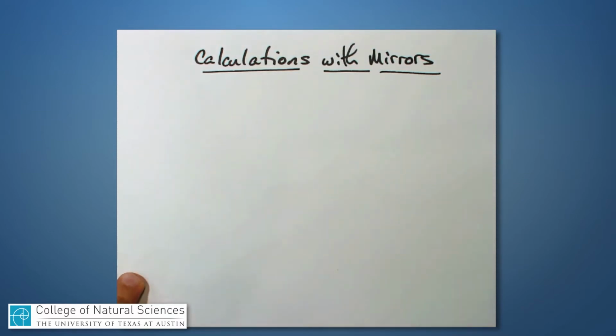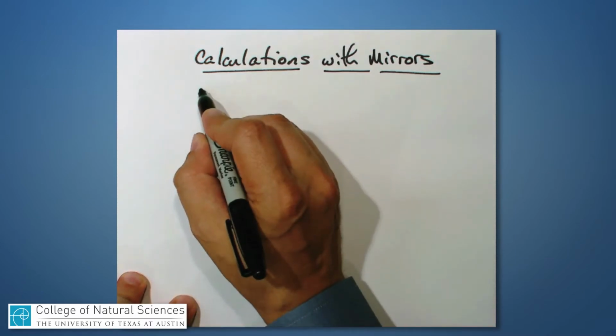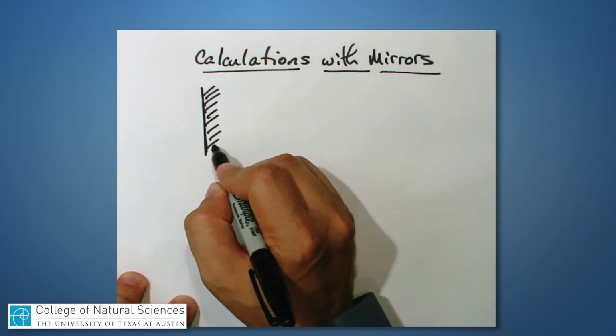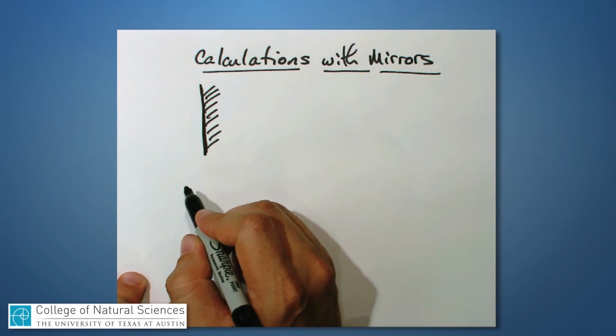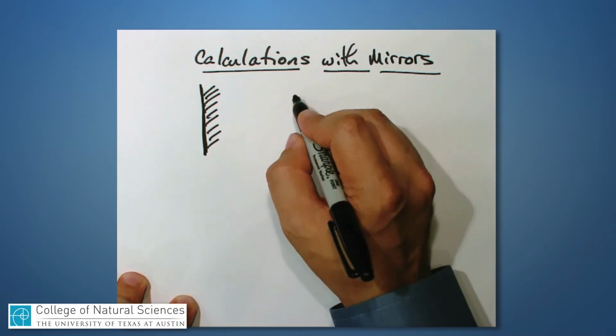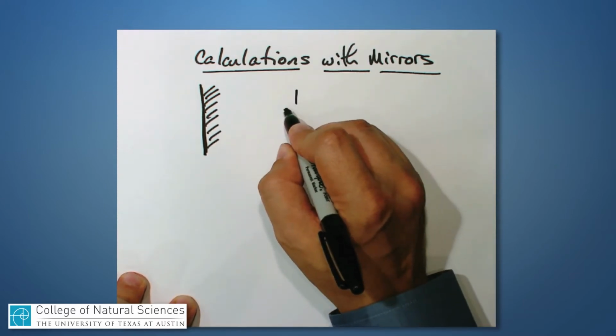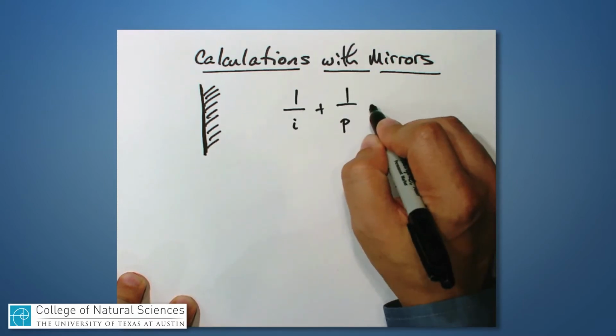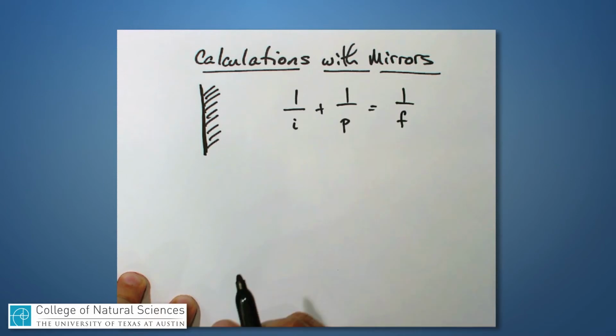They both get us on the path of how to find the image if we already know something about the mirror and about where we put an object in front of the mirror. So we think about some mirror standing here. This is the back side of the mirror and the shiny side is right there. The first equation says that 1 over the image distance plus 1 over the object distance is equal to 1 over the focal length. Let me say a little bit about what that is in just a minute.